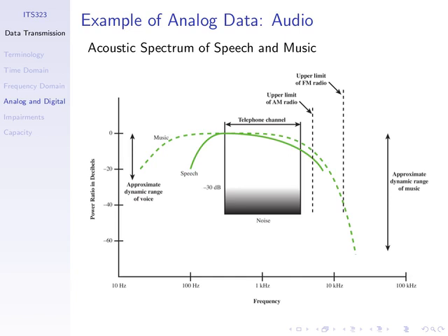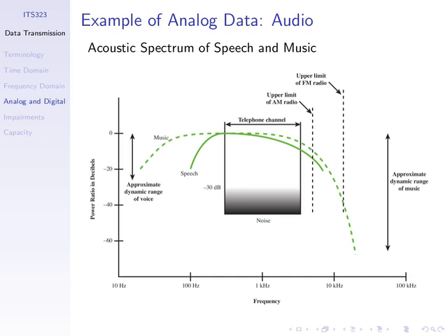And comparing speech and music, we can see FM radio can carry some of the frequencies that are included in music that AM radio cannot carry. AM radio can carry music just up to this range of frequencies. FM can carry these frequencies as well. That's why you can get higher quality audio on FM radio compared to AM. FM and AM radio are not examples of data. The music and the speech are examples of data. They're just given examples of systems that transmit that data.